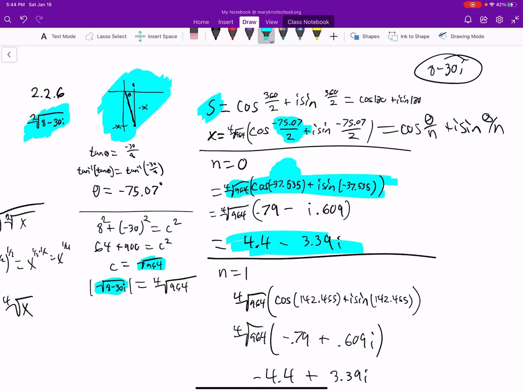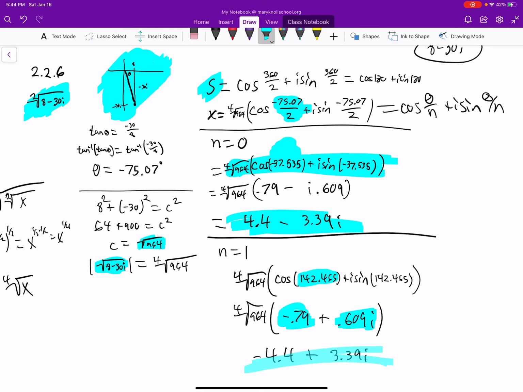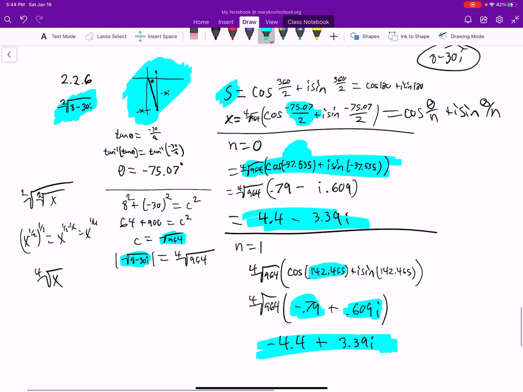We repeat that again, but this time we need to add 180 degrees to the negative 37.535. And we end up with these values, which should be a good sign because these values repeat a lot. And we end up with negative 4.4 plus 3.39i. And I went ahead and typed it into Wolfram, and it agrees, so it looks like it's the right answer.